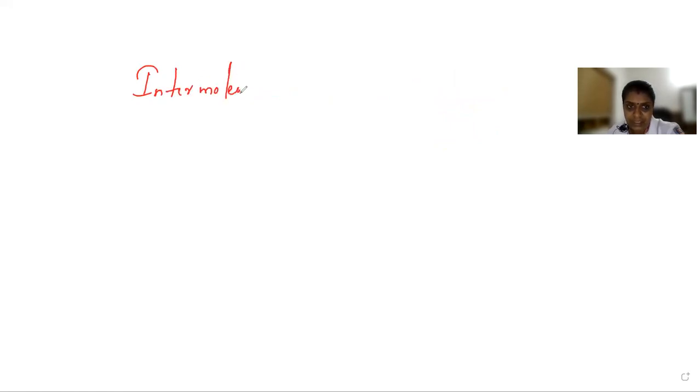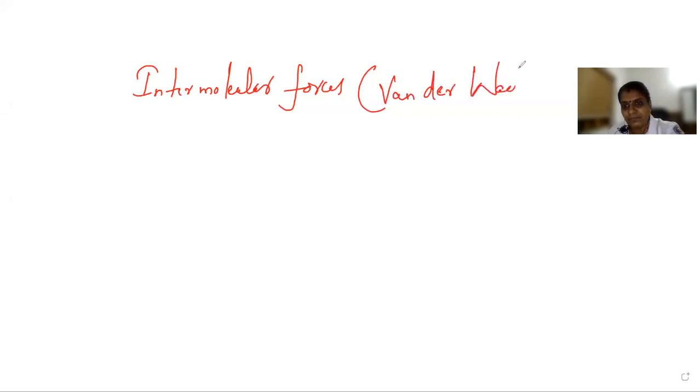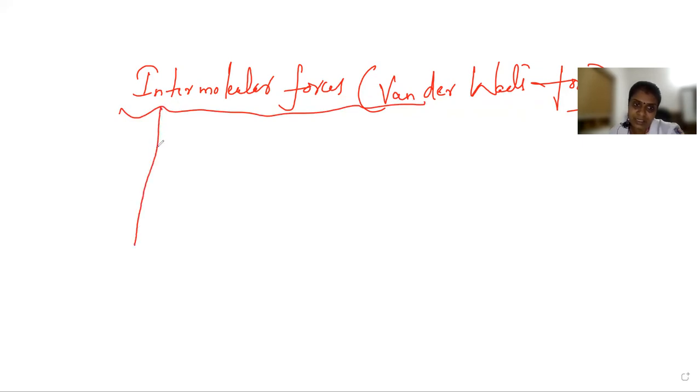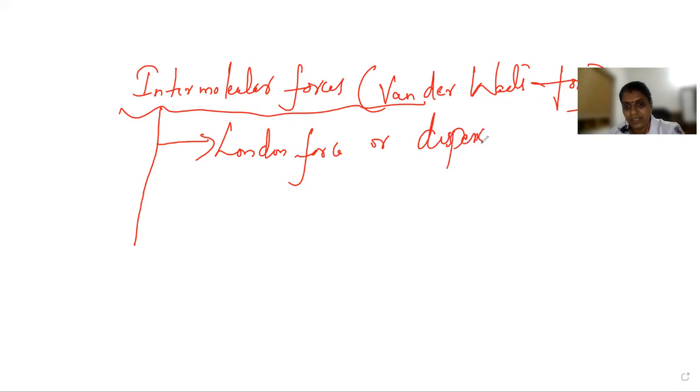Intermolecular forces are also called van der Waals forces. What are the different types of intermolecular force that we are going to discuss? The first one is called London force or dispersion force.